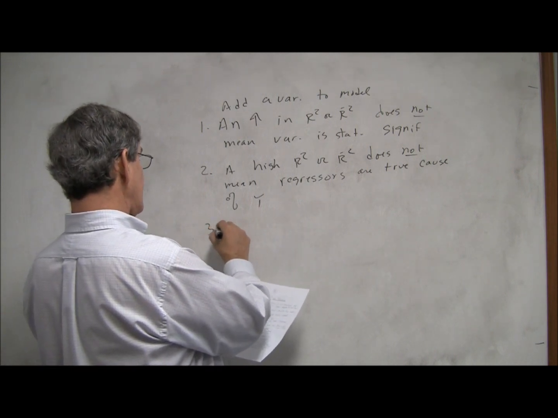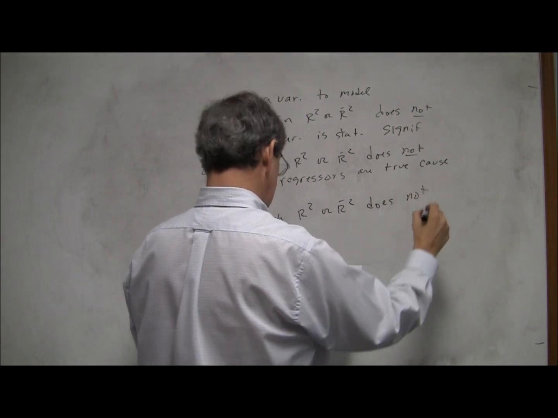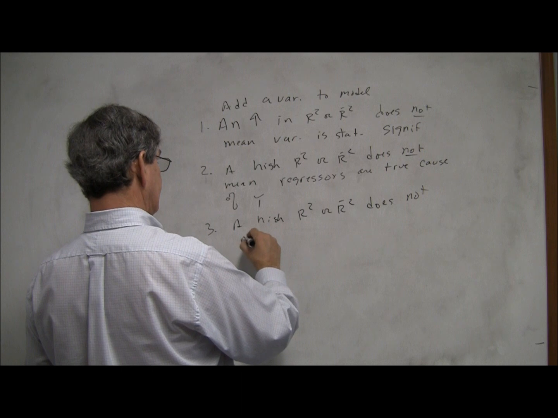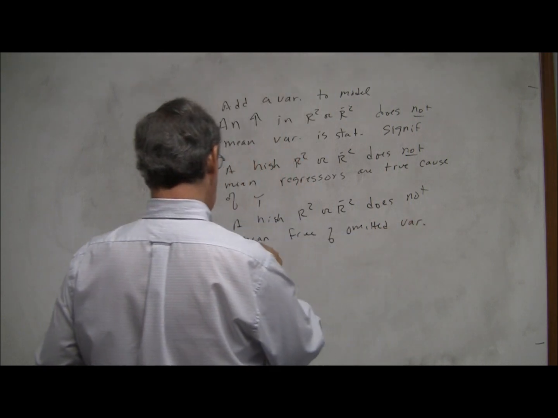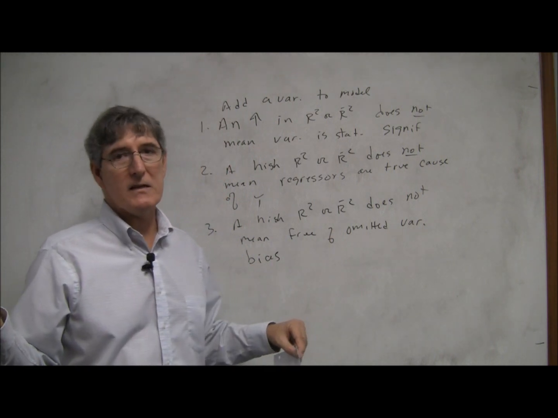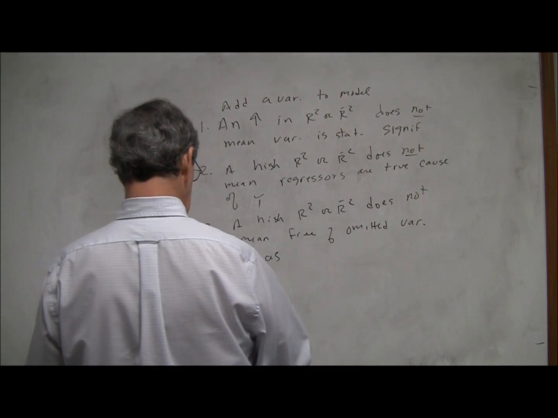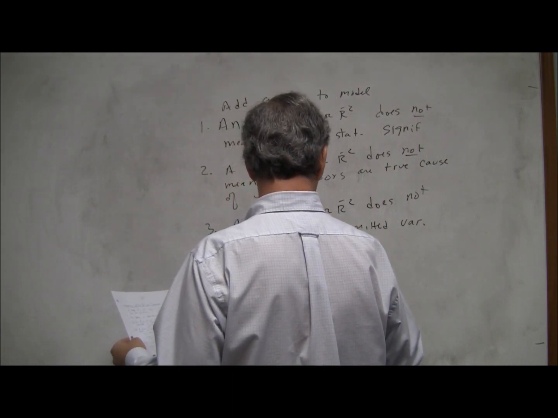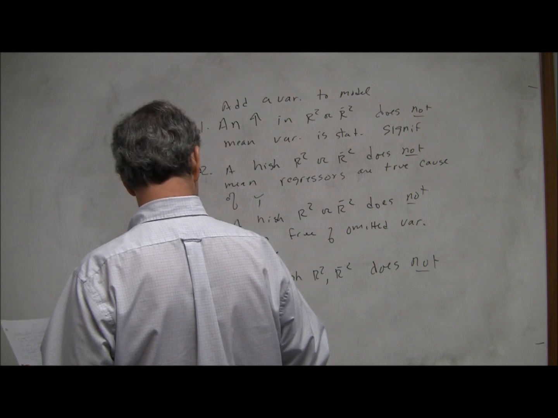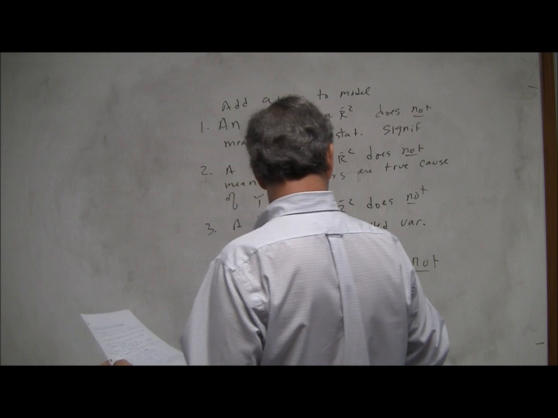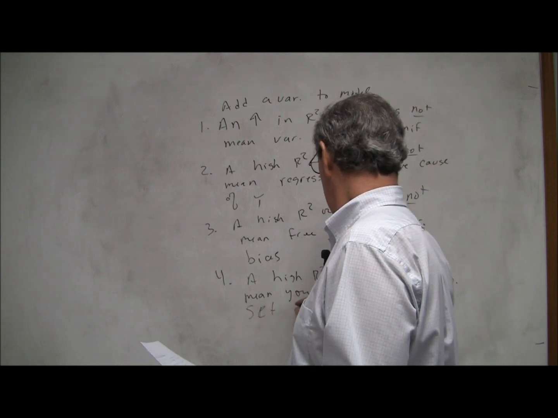Third, a high R squared or R bar squared does not mean you're free of omitted variable bias. You could have a high R squared and still have things that are left out of your model. It could be even higher. And fourth, a high R squared or R bar squared does not mean you have the most appropriate set of x's, of regressors.